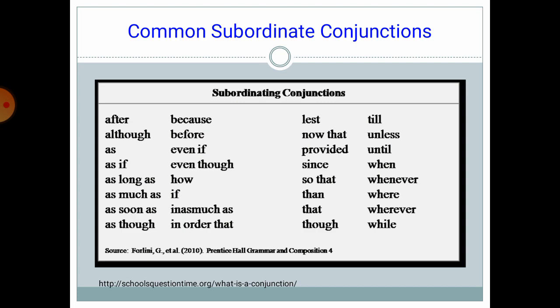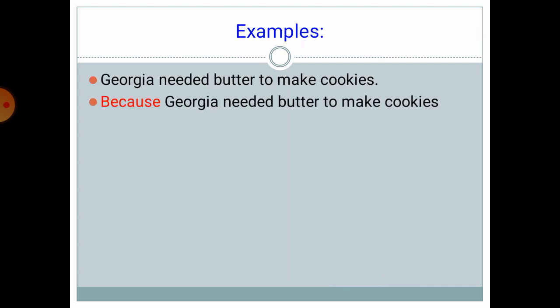So here we have a chart with some subordinating conjunctions. We have after, although, as if, as long as, as much as, as soon as, as though, because, before, even if, even though, how, if, inasmuch as, in order that, lest, now that, provided, since, so that, than, that, though, till, unless, until, when, whenever, where, wherever, and why. All these are common subordinate conjunctions. Okay, and here you have some examples.